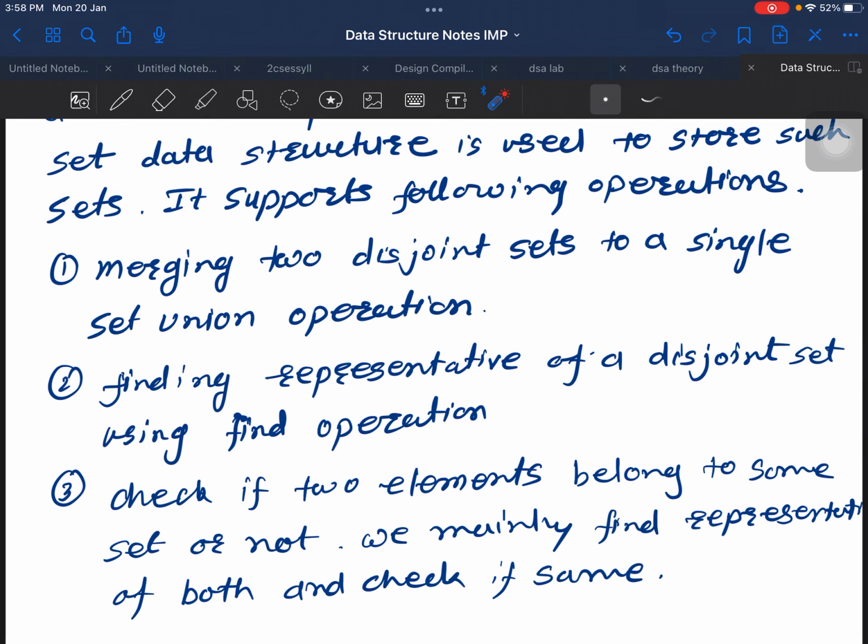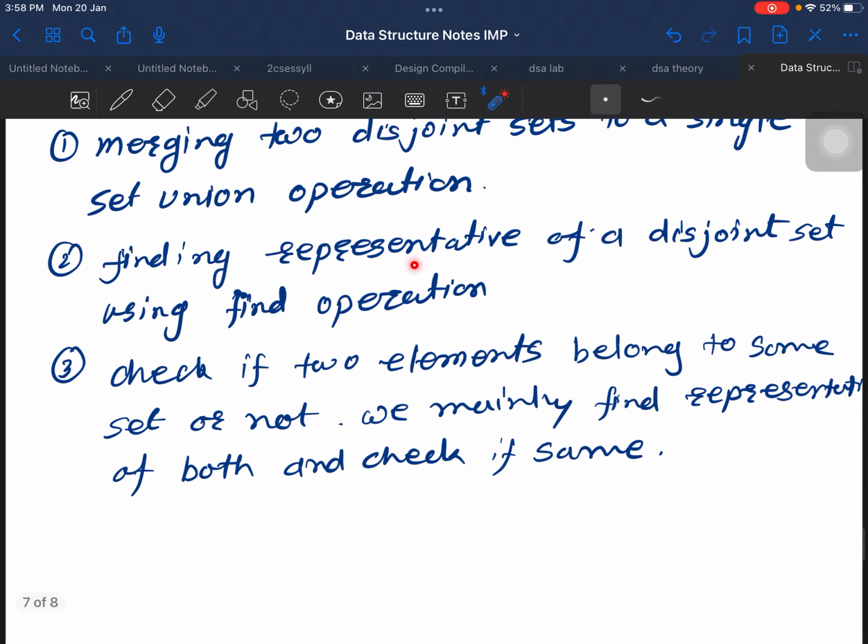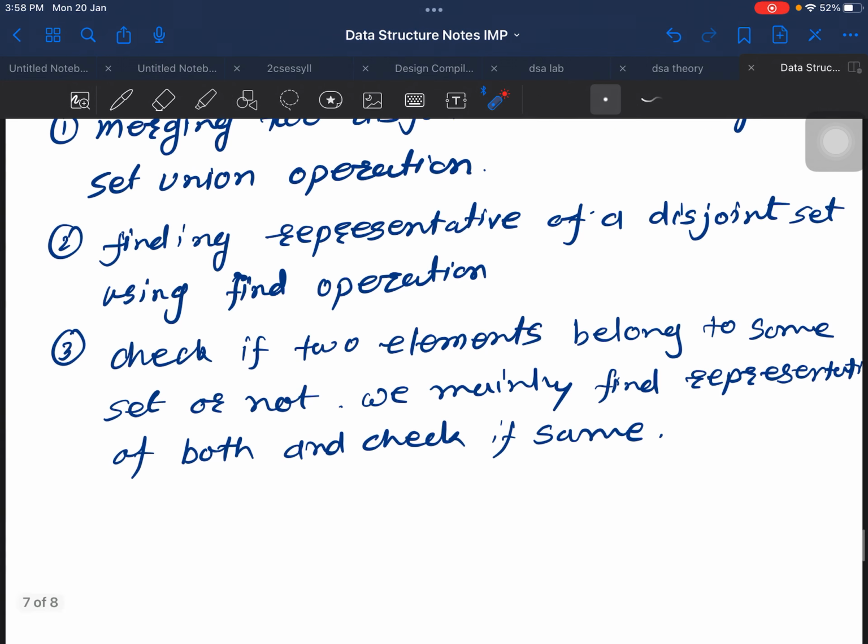Definitely you learned set theory in your schooling, so union is a very popular operation whenever we talk about sets. Union means we are combining two or more sets. So that is the union operation. Now finding the representative of a disjoint set using the find operation.